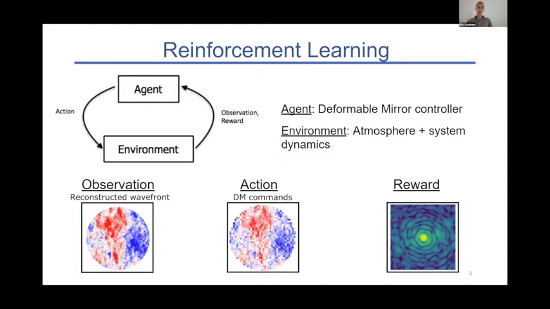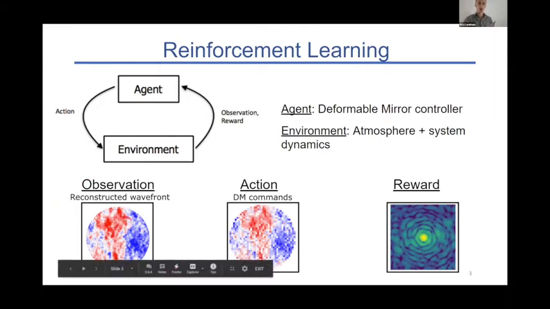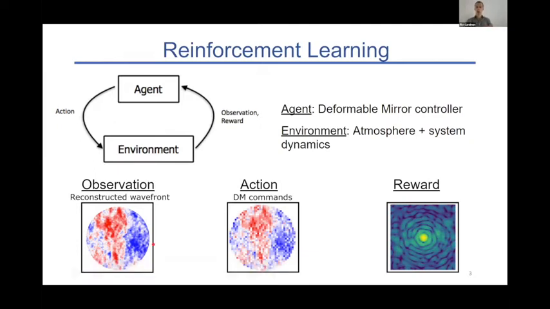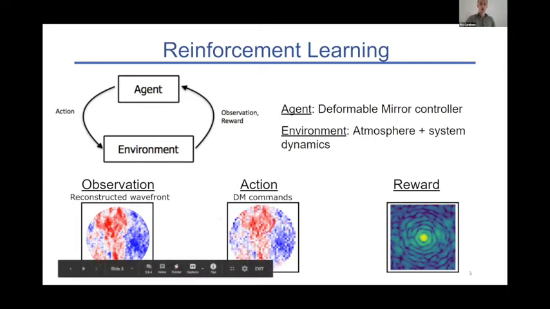At each time step, the agent receives an observation. This may be the wavefront sensor measurements or the reconstructed wavefront. Based on that observation, it decides on an action, the additional deformable mirror commands to put on the DM. Based on that action and the current state of the system, we observe a reward. We can choose whatever reward we want.